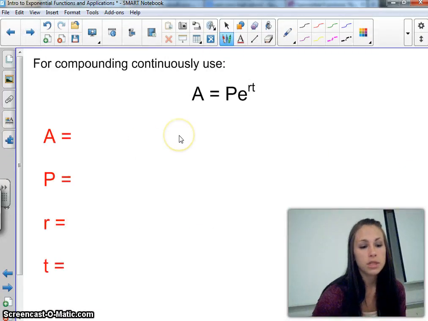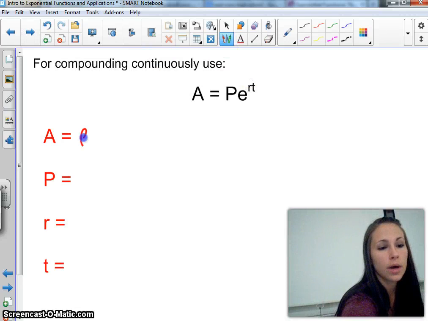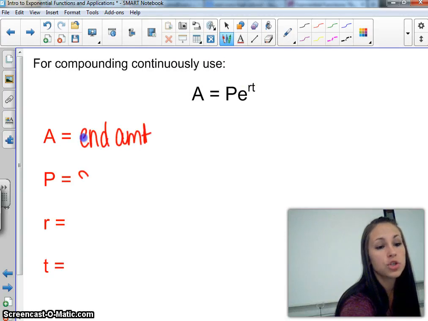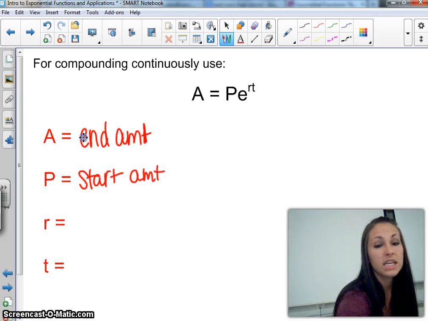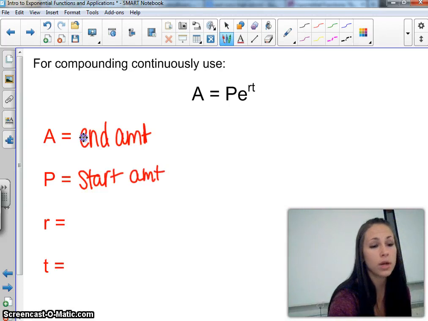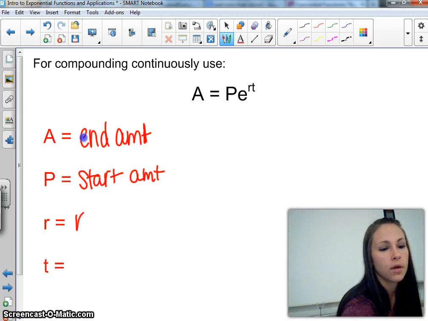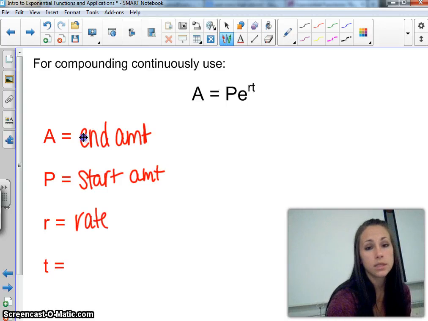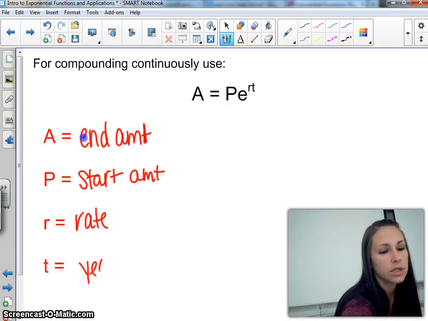And so for compounding continuously, we're going to use PERT. A is your end amount. P is your start amount, or your initial. E is the base. That's just the 2.718 number. You're not going to plug anything into that. R is the rate. You plug it in again as a decimal. And then T is your time in years.